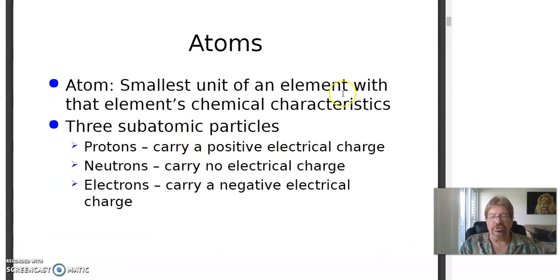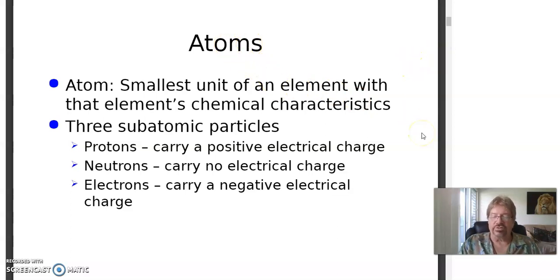Atom, smallest unit of an element, with that element's chemical characteristics. Okay, so I don't remember the exact number. There's about 115 or 116 known elements. Some of them are synthesized by humans. Most of them are naturally occurring. So however many elements there are, there's that many different kinds of atoms.